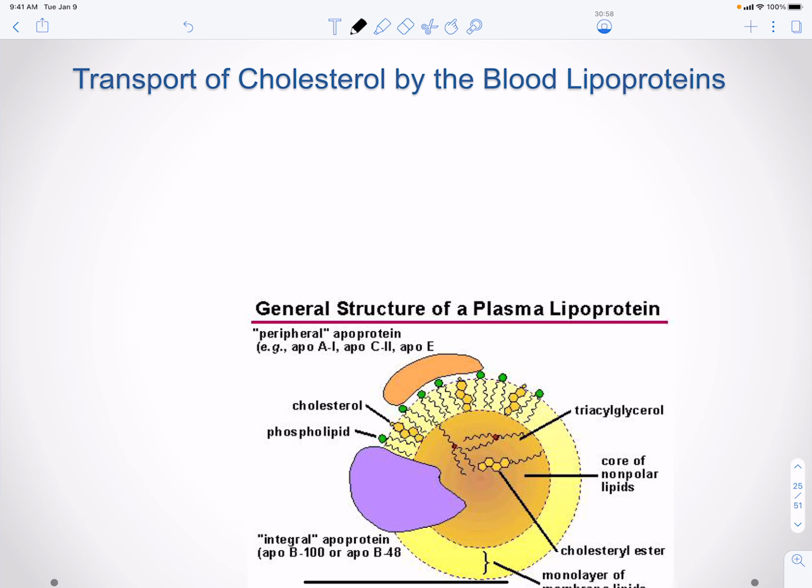Okay, so let's talk just a little bit about transport. This is another important thing about your cholesterol. So cholesterol is insoluble, and it must be transported in lipoproteins.